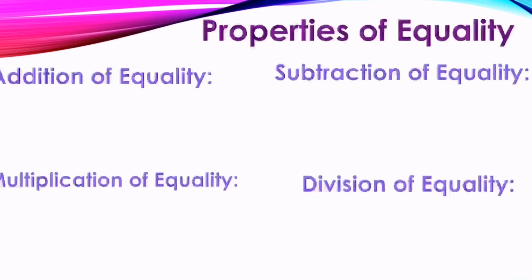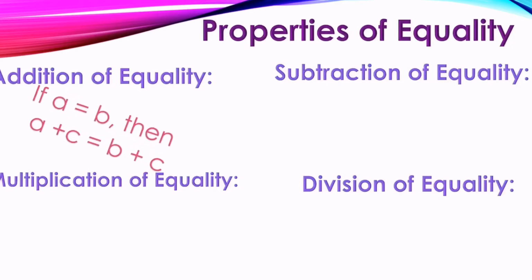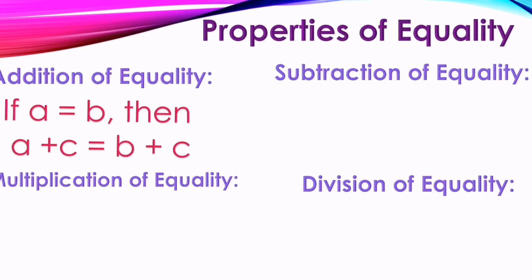So let's start with properties of equality. So here are our four basic ones. This is what you've been doing since you learned how to solve equations. So the addition property of equality says if A equals B, so if you've got an equation, left side equals right side, you can add the same thing to both sides and keep your equation true. So that's why we say what you do to one side, you must do to the other.